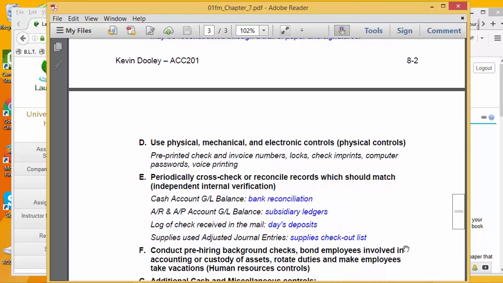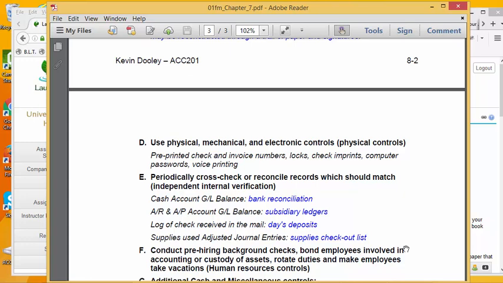Other things, often not done, are pre-hiring background checks for employees, and also employee bonding for anybody who's going to be involved in accounting or custody of assets. Bonding is kind of like purchasing insurance on employee honesty. So the bonding company does a background check for you and tells you whether that person is bondable or not. If they're not bondable, then I wouldn't hire them.